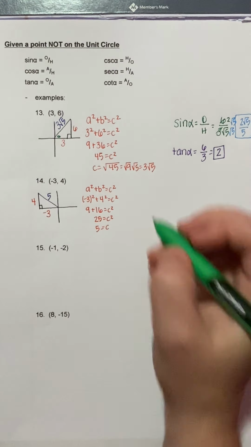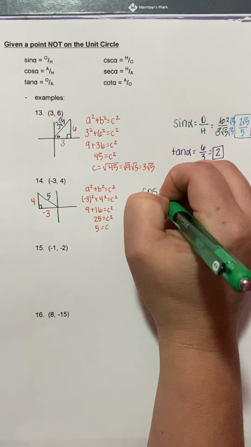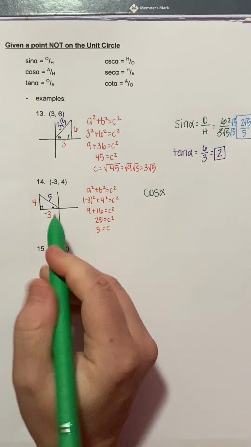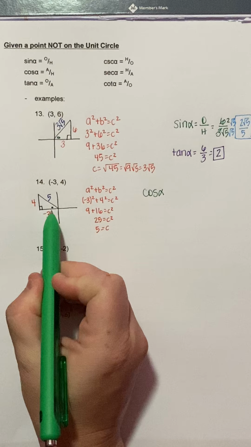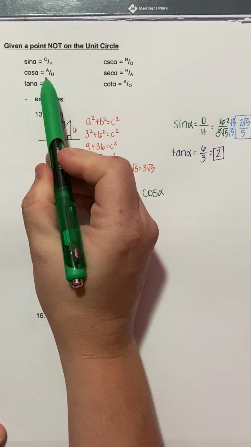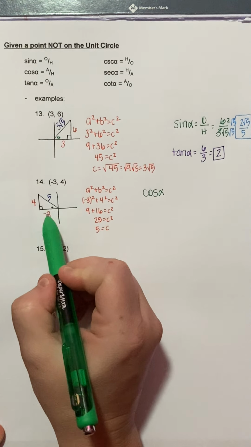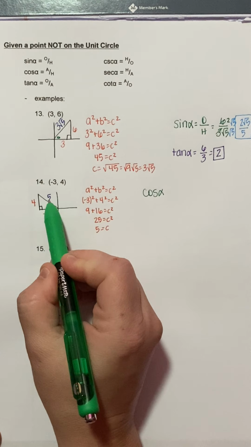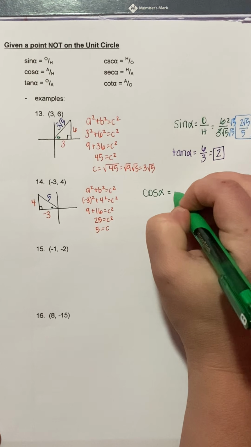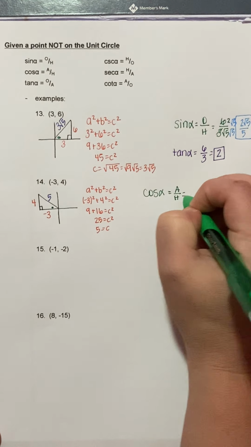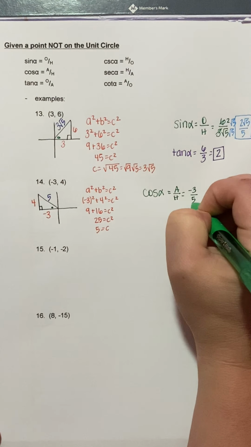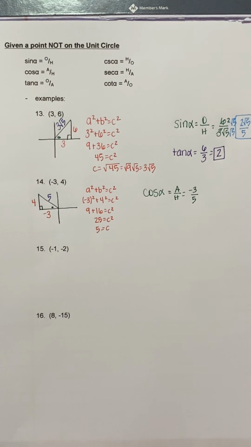Now let's find some different trig functions. Let's go with cosine. So cosine alpha. All right, here's my reference angle right here. Here it's attached to the x-axis. So cosine is adjacent over hypotenuse. So here's adjacent, close to it. Here's hypotenuse, 5. So right here, remember we said this was adjacent over hypotenuse. So this will be negative 3 over 5. And I cannot simplify that.